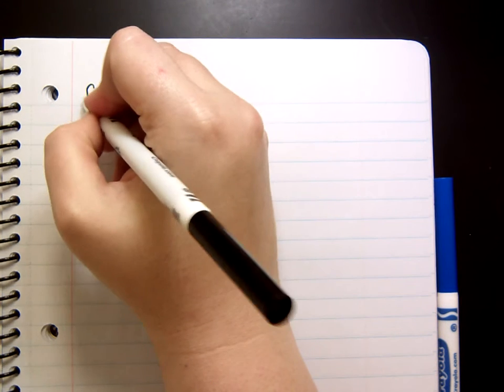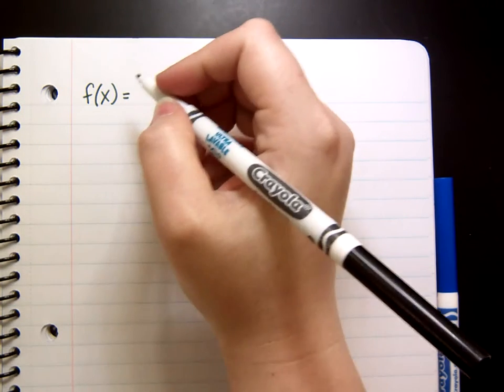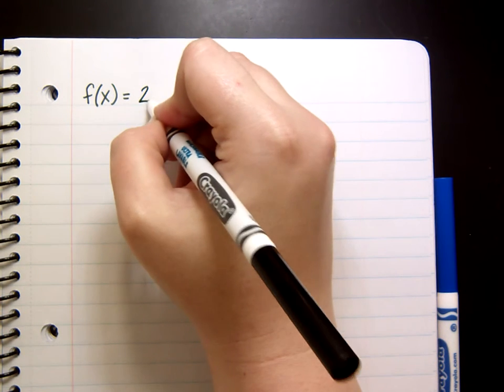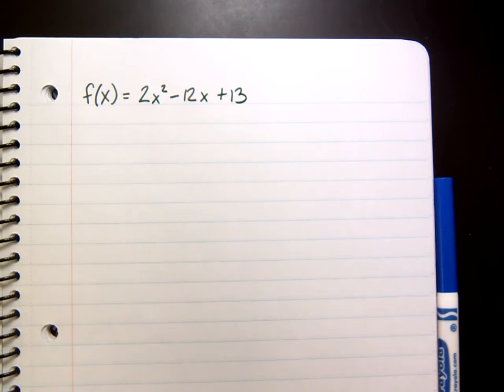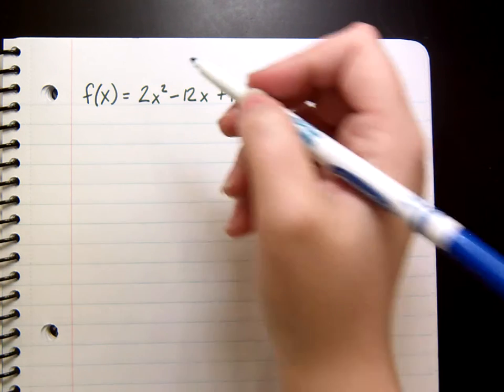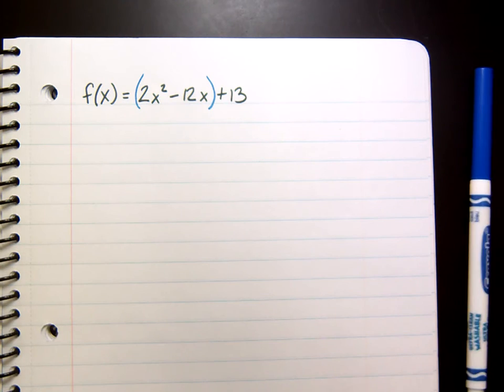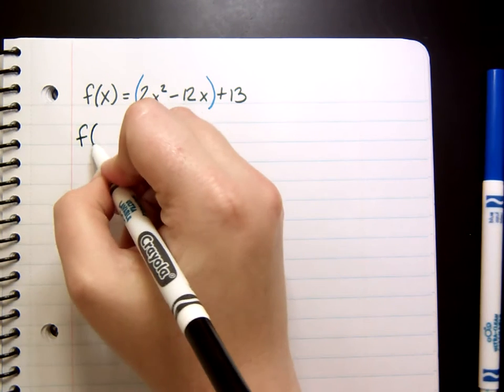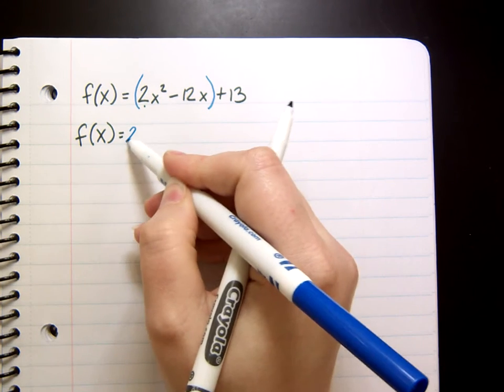Let's look at another example. But this time, let's look at one where your a value is not positive 1. Let's take 2x squared minus 12x plus 13. Process is the same. You're going to group your x squared and your x. But this time, what we have to do is factor out the 2. So I want to pull the 2 out front.